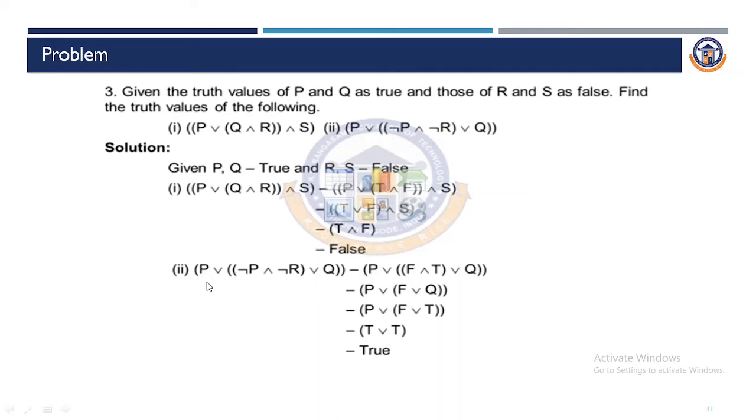Right. Next one, the truth value of negation P and negation R, or Q. Negation P is false, negation R is true. P has truth value true, R has truth value false, so negation P has truth value false and negation R has truth value true. False and true is false. What is the truth value of Q? Given as true. So false or true is true. P has the truth value true, true or false is true.